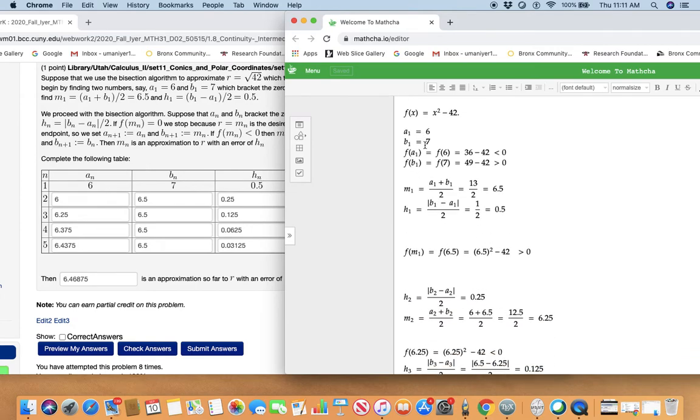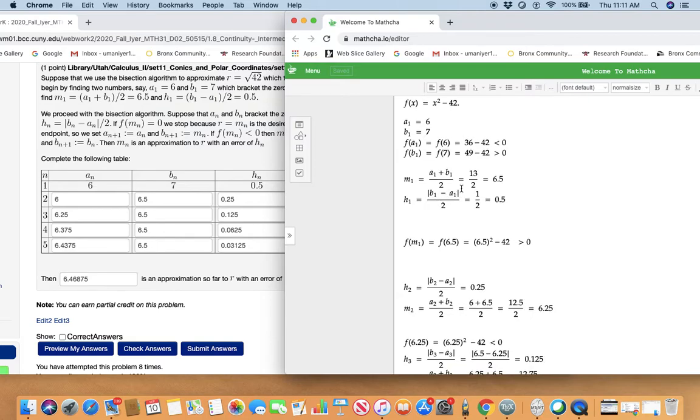So A1 is 6, B1 is 7. You plug it in, f is this function. Plug in A1, it's negative. Plug in B1, it's positive. Find the midpoint between the A column and B column. Find half the distance between the A column and B column. I use absolute value because I don't want the distance to be negative. Now, use your midpoint and evaluate it at your function f. Aha, it is positive. So the B column gets the midpoint, and the A column remains unchanged.